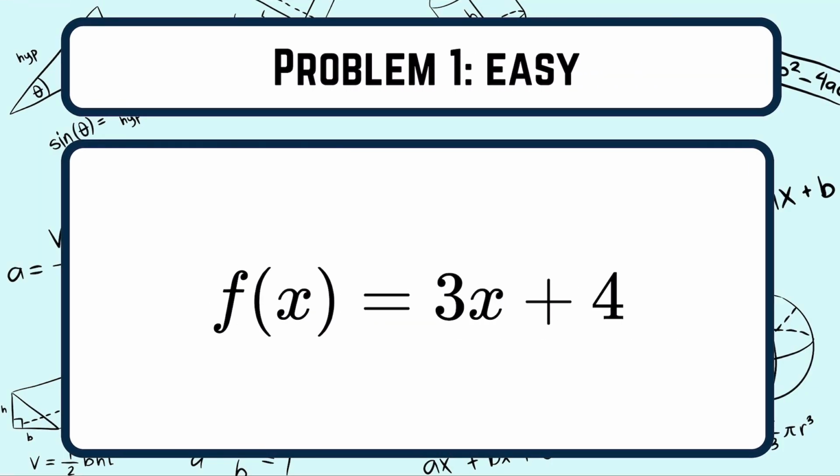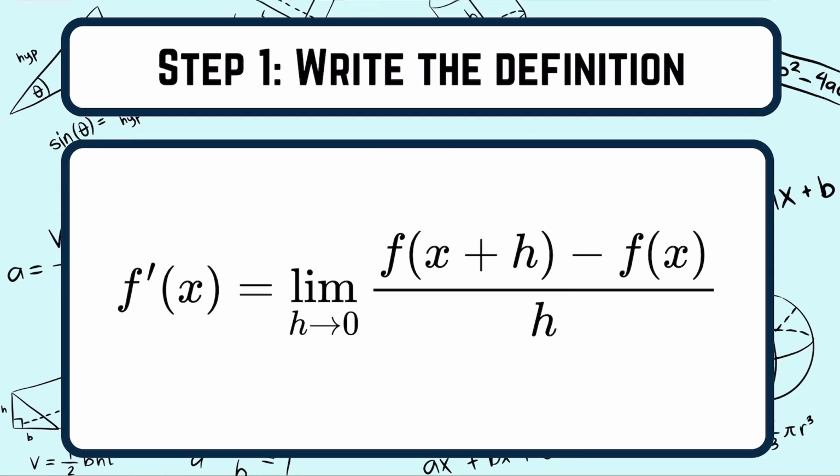So let's solve problem 1 step by step. f of x is equal to 3x plus 4. The first step is write the definition. So f prime of x is equal to the limit of f of x plus h minus f of x, divided by h, as h approaches 0.